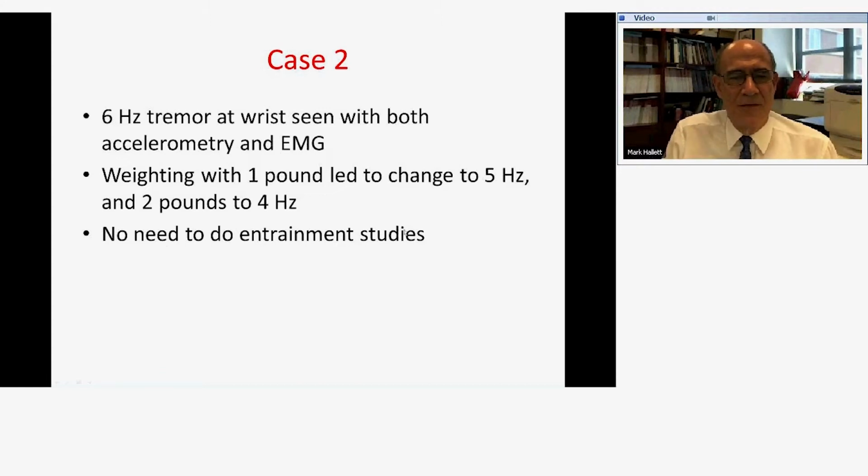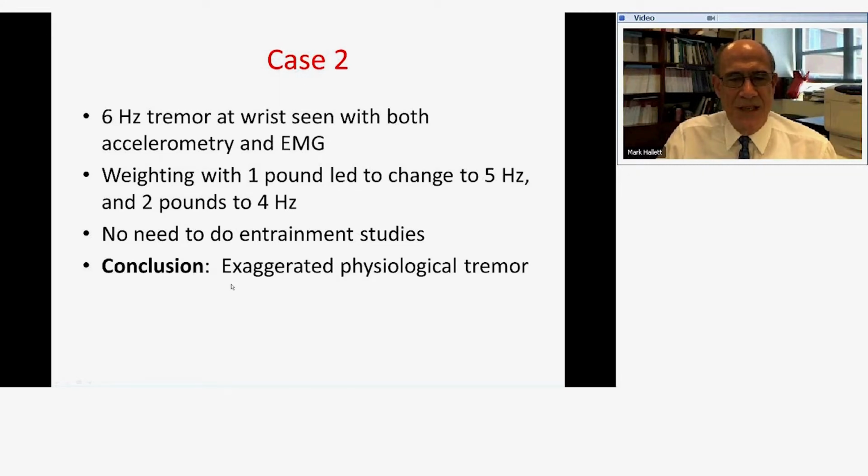The issue of whether this could be psychogenic or not is not really in the cards. So one wouldn't have to do entrainment studies, but if that was still on your list, that would be the next thing that one might do in order to try to help with the diagnosis. But I think here we have an exaggerated physiological tremor that we are dealing with.